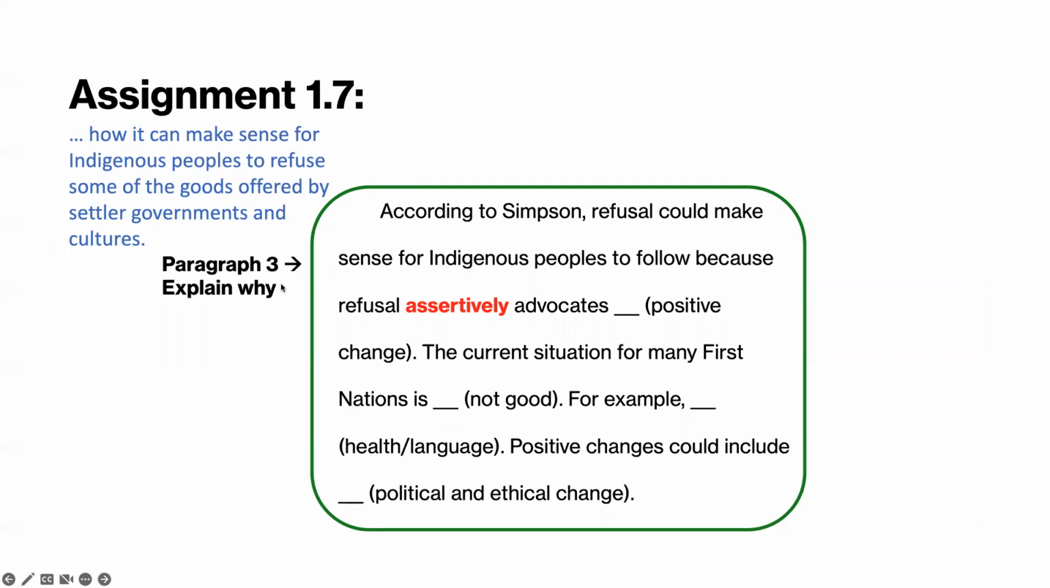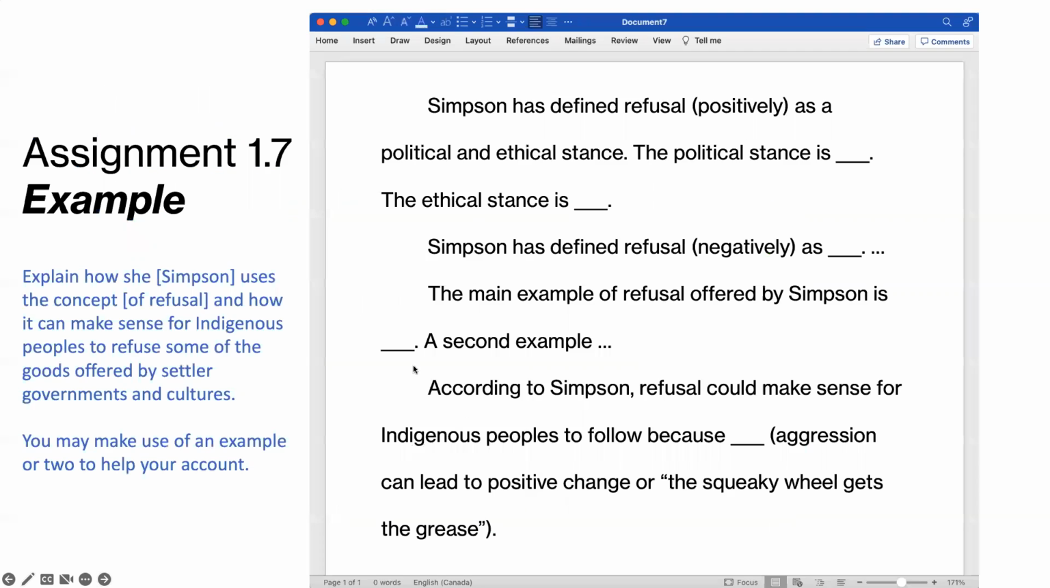For the third paragraph, then, explaining why, according to Simpson, refusal could make sense for Indigenous people to follow, because refusal assertively advocates. Again, you don't have to red and bold it, but I just want to show you this theme that you could follow where it ties everything together. Refusal could make sense because refusal assertively advocates some kind of positive change, something like this. Current situation for First Nations, not good. For example, positive changes could include, offer some examples of that.